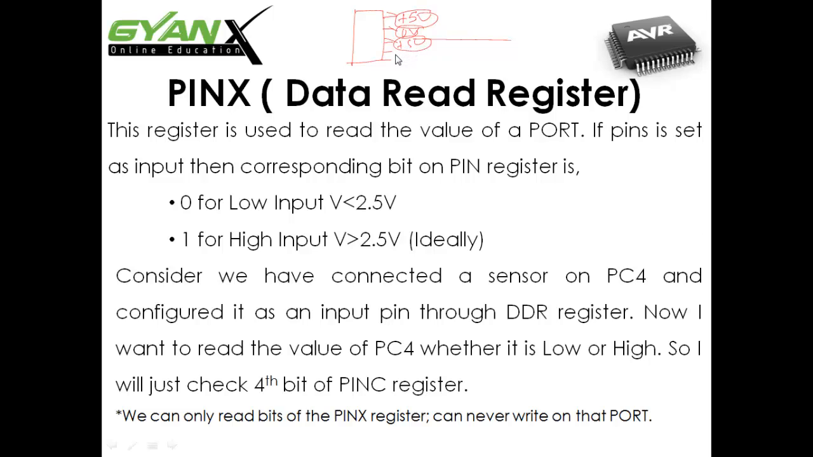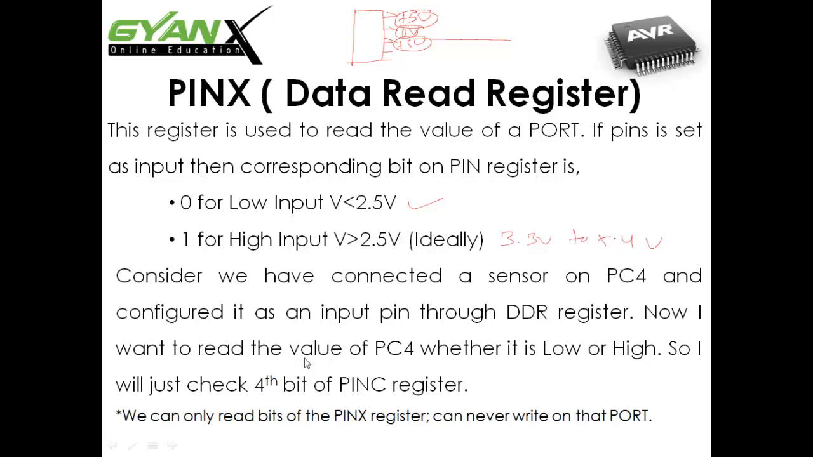If a pin is set as input, then the corresponding bit in the PIN register is 0 for low voltage, meaning the voltage should be less than 2.5 volt, and 1 for high input, meaning the voltage should ideally be greater than 2.5 volt, but in our case we will take the voltage as 3.3 volt up to 5 volt. Consider we have connected a sensor on PC4 and configured it as an input pin through the DDR register. Now I want to read the value of PC4, whether it is low or high.